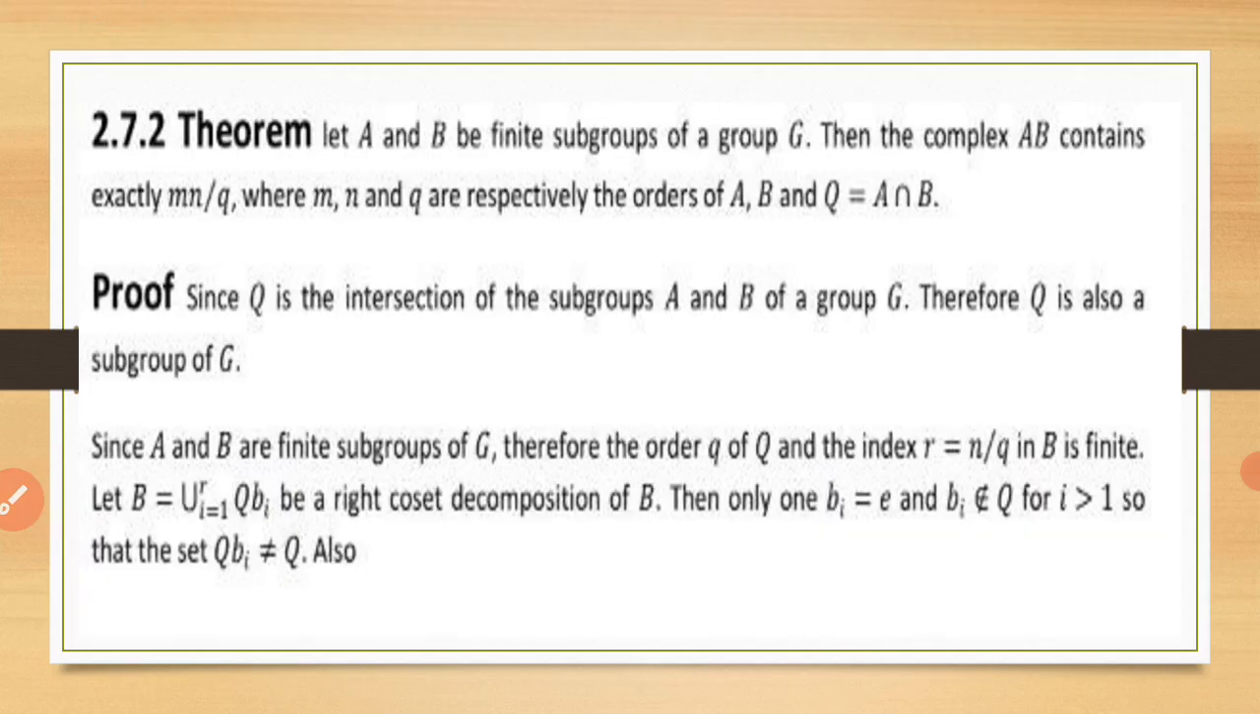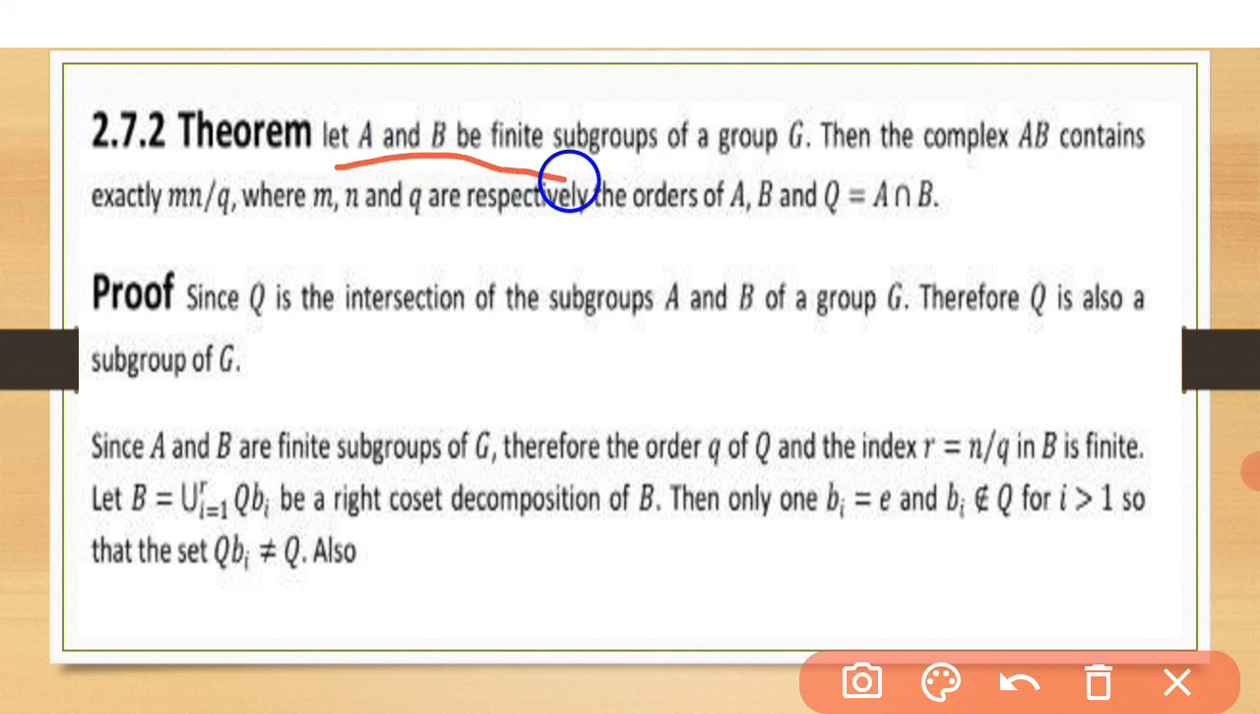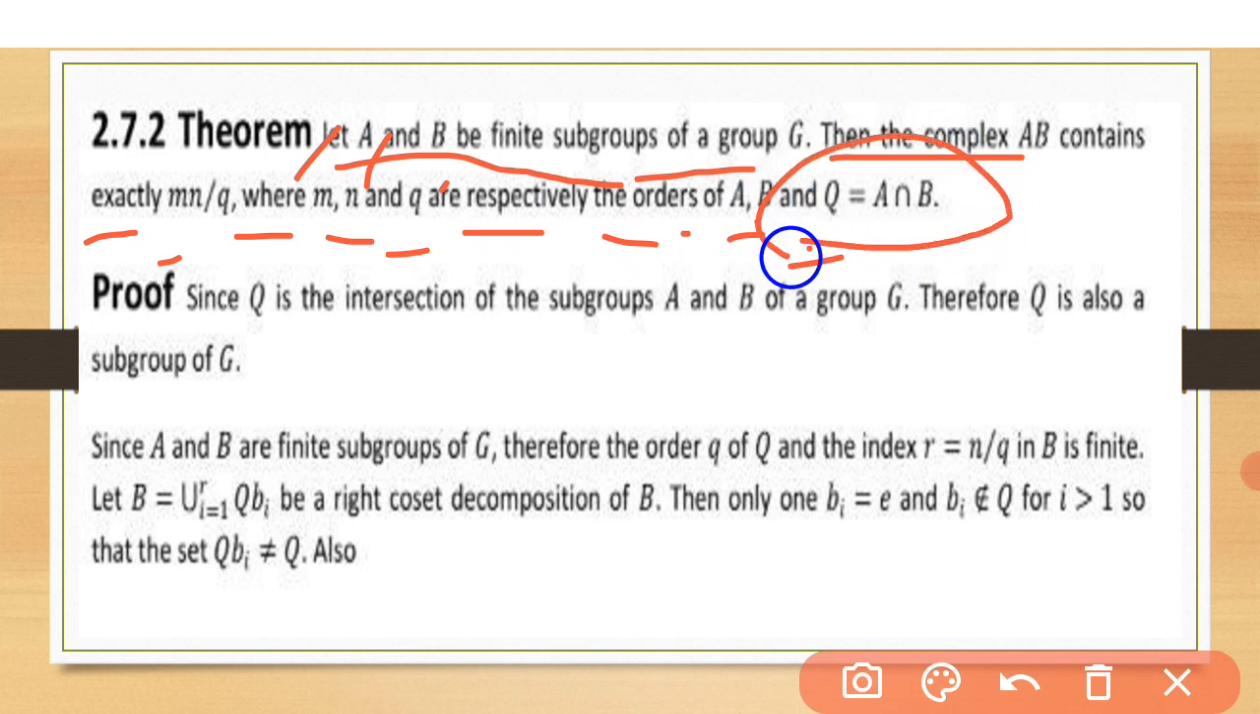Let's have a theorem related to it. Let A and B be finite subgroups of a group G. Then the complex AB contains exactly mn divided by q elements, where m, n and q are respectively the orders of A, B and Q. It means the number of elements in A is m, the number of elements in B is n, and the number of elements in Q is small q, and Q is equal to the intersection of A and B.